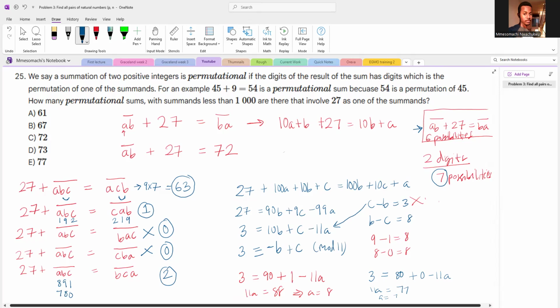Okay, so let's add this up. When it was one digit, we got 0 possibilities. 2 digits, we got 7 possibilities. Then 3 digits, we have 63 plus 1 plus 2. Okay, so 7 plus 63 is 70, plus 1 is 71, plus 2 is 73. And that's option D.